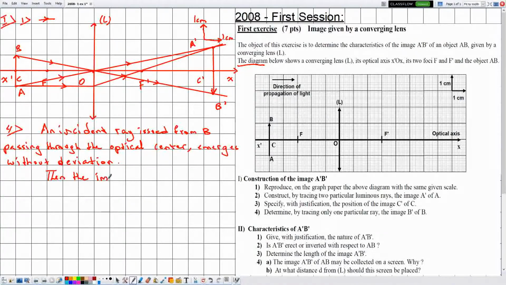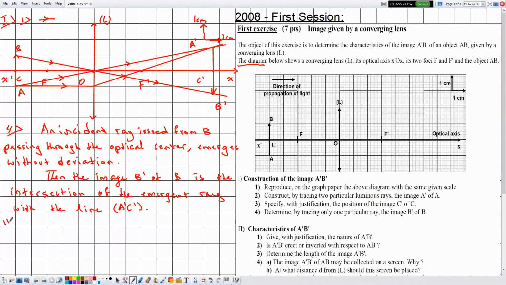Then the image B prime of B is the intersection of the emergent ray with the line A prime C prime. Okay, so this is it for part 4.